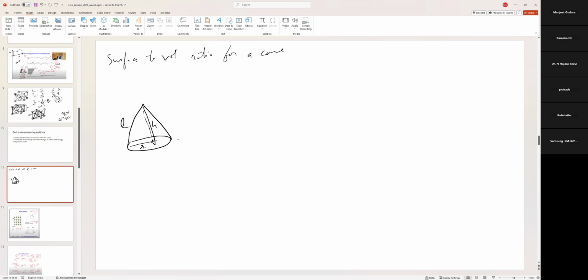And if you know the surface area, it is the area of this bottom face, which is pi r squared, and your curved surface area, which is pi times r times L, your slant length L. So the total is pi r squared plus pi r L.